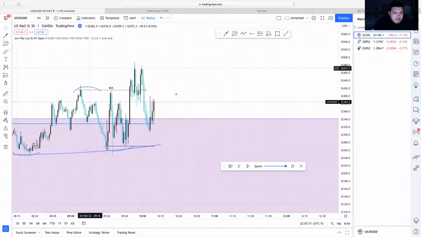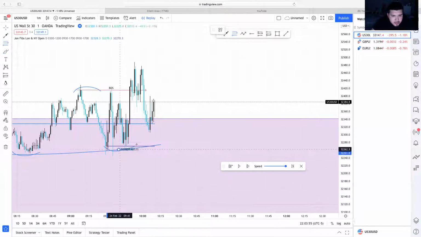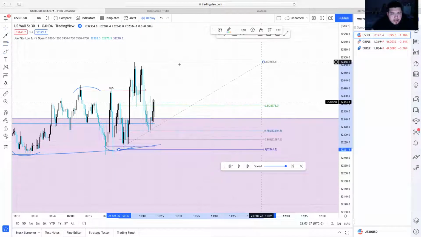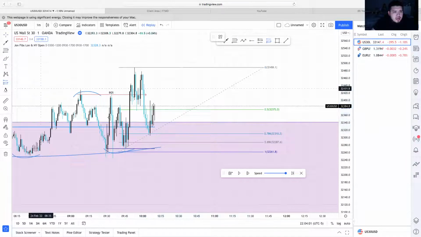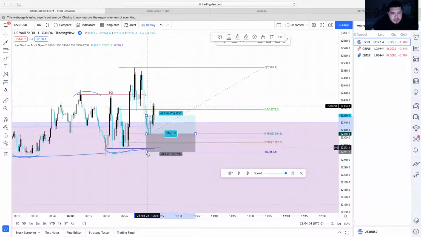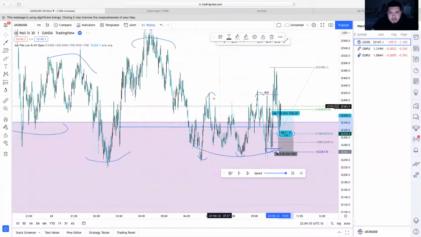And where did I play off of? I went 786 off of here into that most recent high. And as you guys can see, I got into that buy opportunity right there. Obviously stop loss at this low, 48 pips, but it made sense to where I was going.